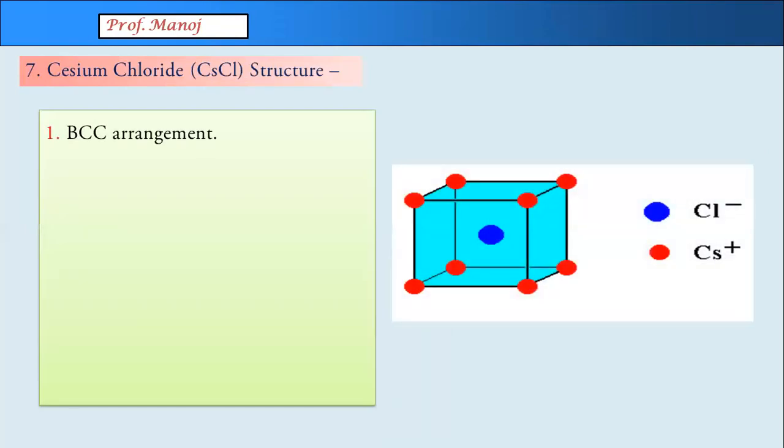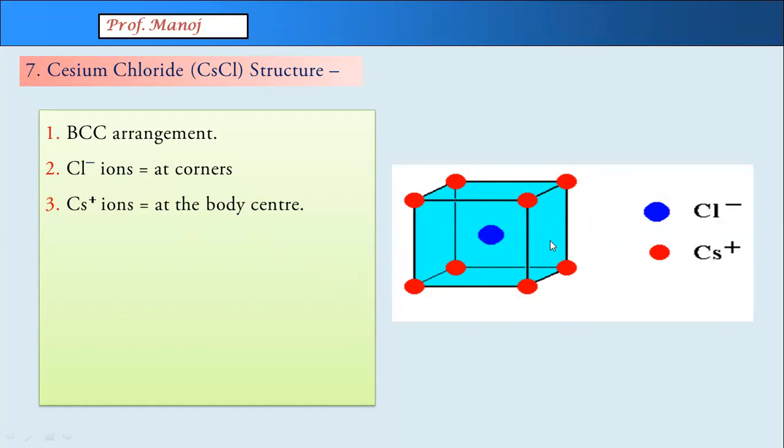So here now you can see a much easier system. This is body centered cubic, a very simple system. Now you can see cesium atoms, cations, are at the corners and chloride ions in the center. Now here you can see my diagram differs from my description. You will feel something is wrong. It is not wrong at all.